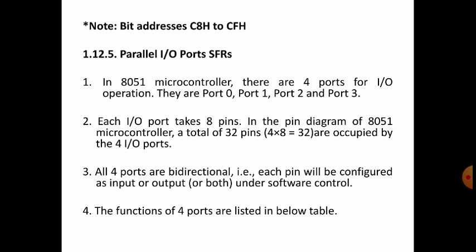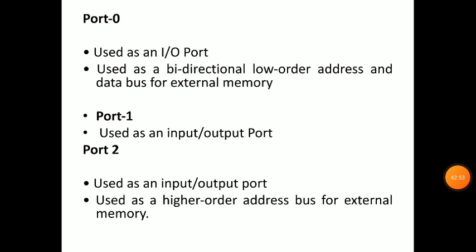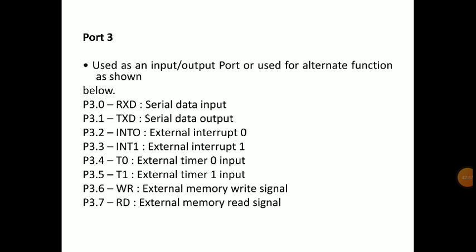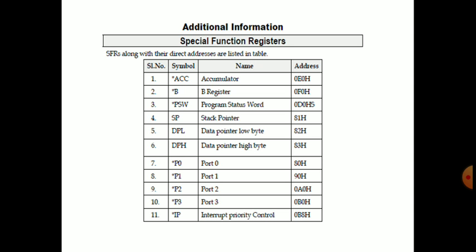Now the parallel IO ports, we have discussed these in detail: port 0 IO port, port 1 IO port, and port 3, which has some special functions, that is RxD serial data input, TxD serial data output, external interrupts 0 and 1, timer inputs, read and write. Additionally, there is the particular address of these SFRs.